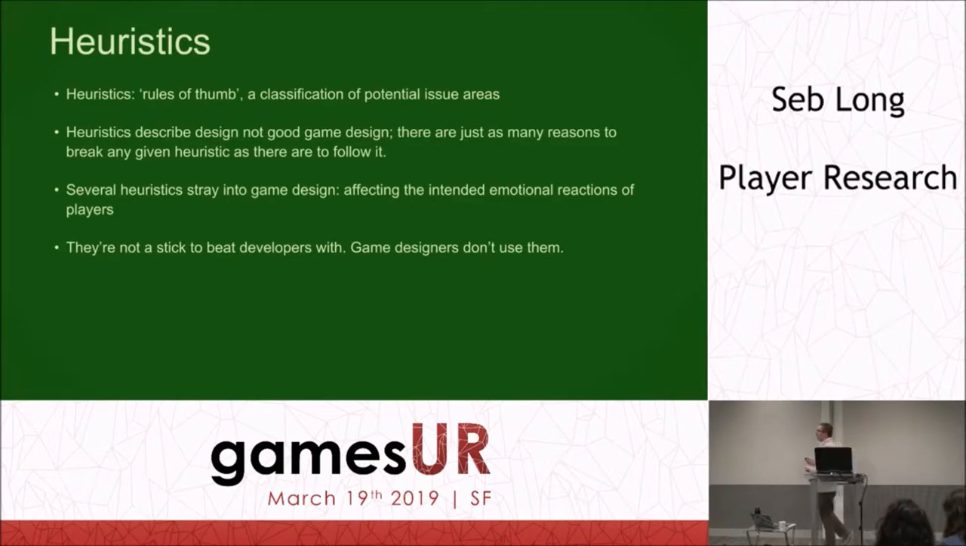Heuristics are rules of thumb. I'm sure you're already familiar. There are academically constructed sets that try to define possible game design flaws or possible interaction design flaws. There are very many out there. I'm sure there's at least 10. We could easily do another hour on heuristics, by the way, so this will be high-level stuff.